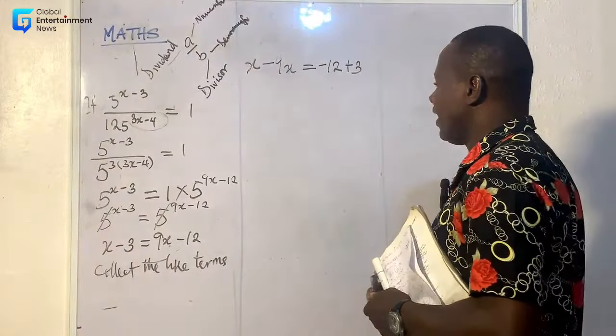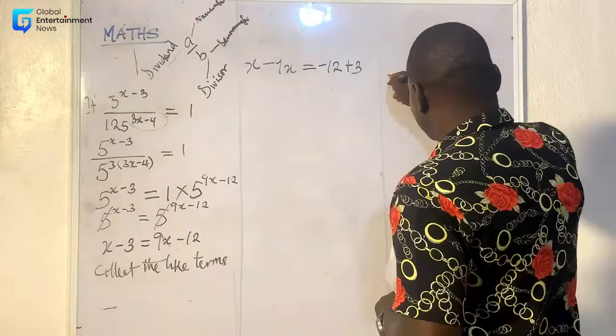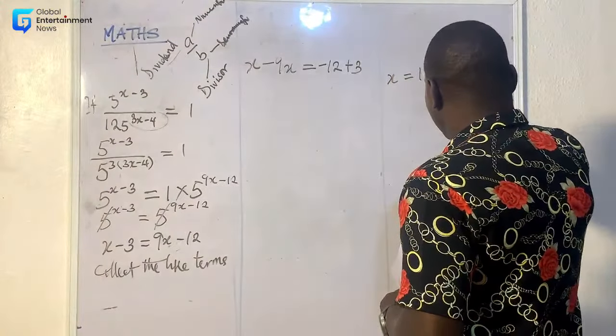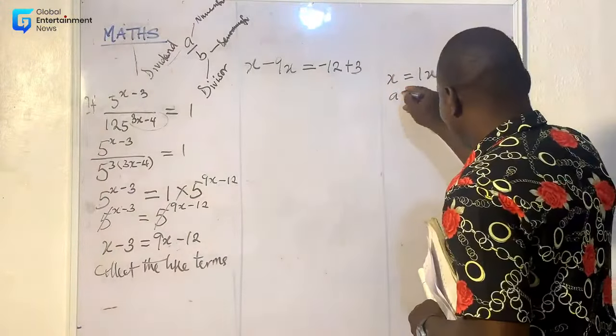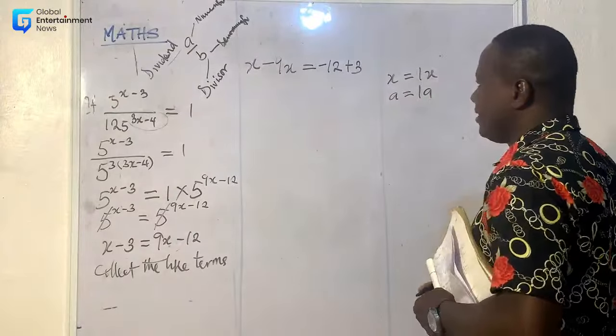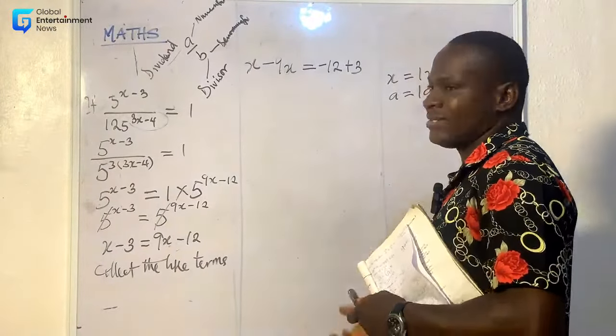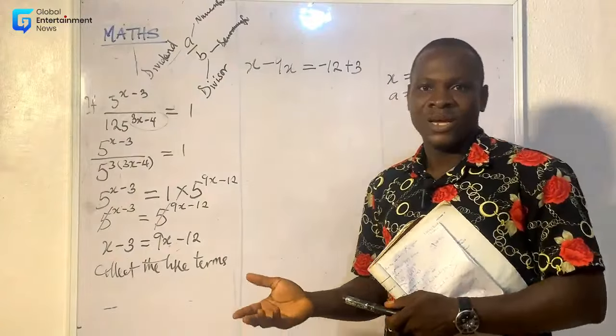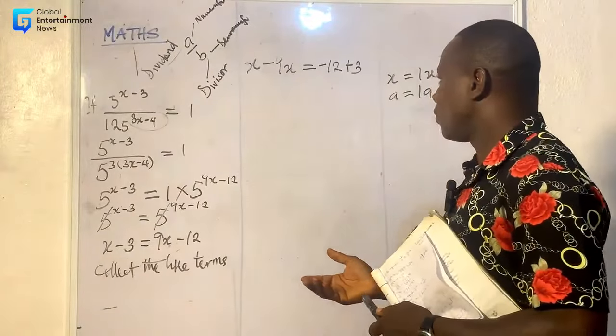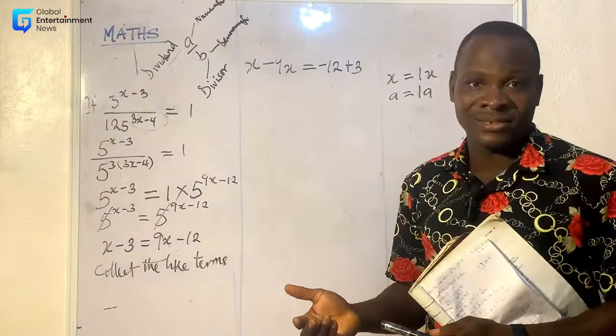x minus 9x. Remember, x is the same thing as 1x. a is the same thing as 1a. So what do we have here? We have 1x minus 9x. In our native time here, if they are teaching us something like this, it's okay.